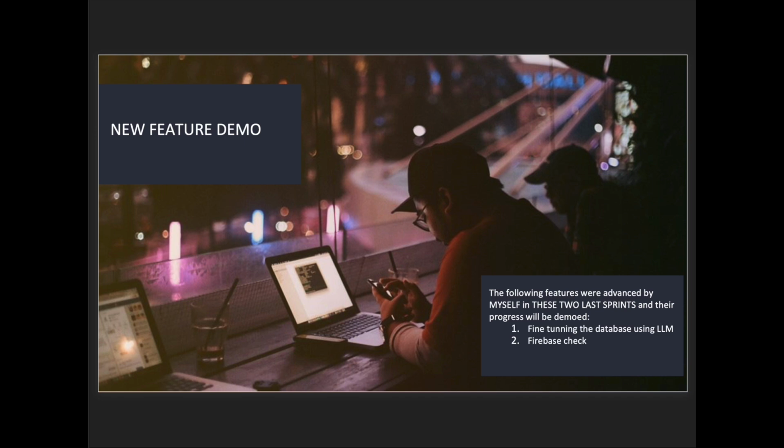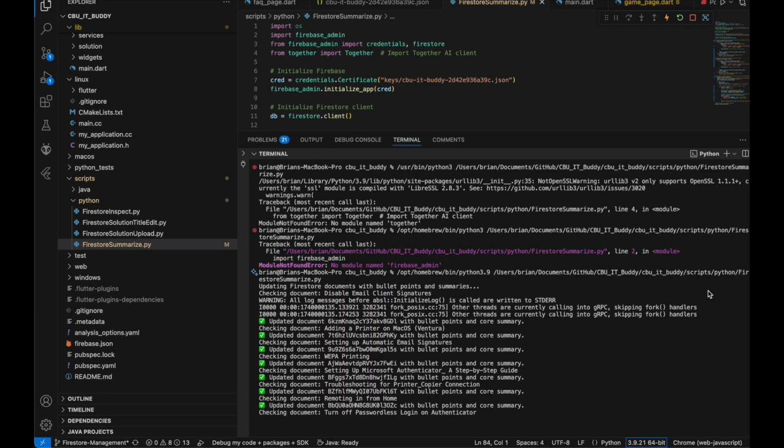Now I'm going to demo my work. First, the fine-tuning part for the bullet points in the Firebase. And second, I will check how the Firebase changed. Let me start with the fine-tuning part. This is the fine-tuning progress.